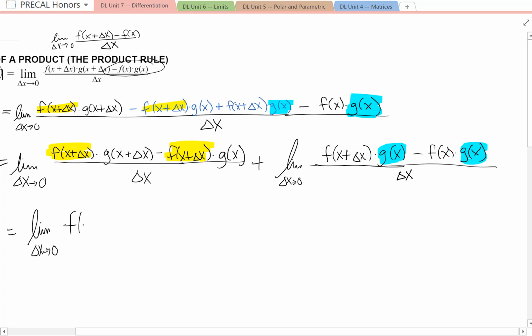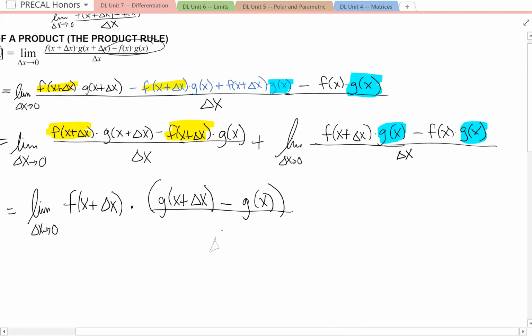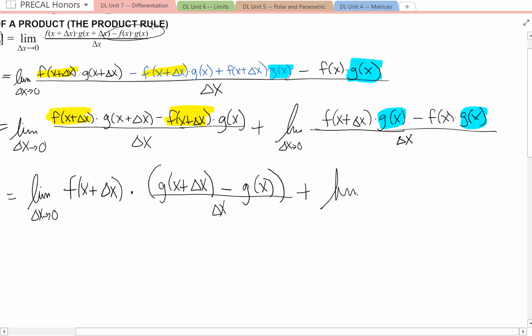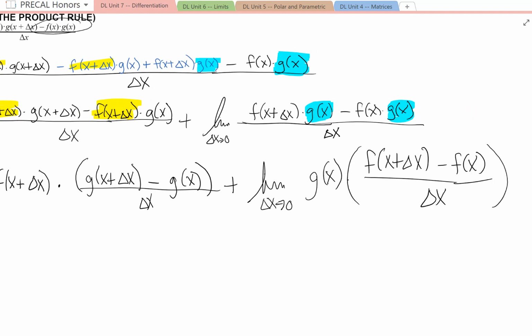So we'll factor out f of x plus delta x, and we'll multiply it by the fraction g of x plus delta x minus g of x, all over delta x, plus the limit as delta x approaches 0. Take out the g of x times whatever this fraction is. And here we've factored out g of x.